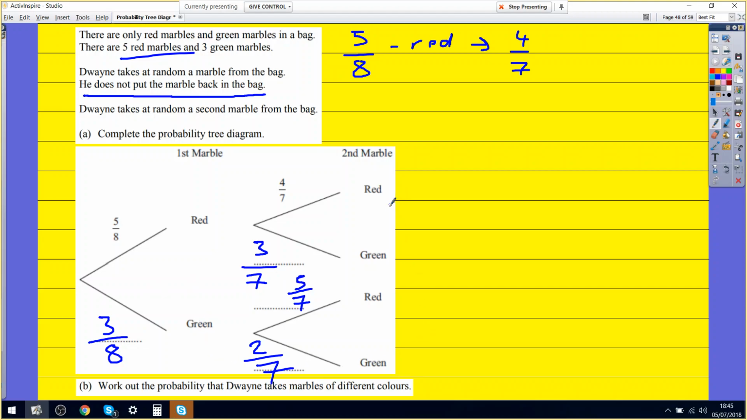Okay, you have to work out the probability that he takes marbles of different colors. Any idea how you do that? So can I go to a minute? Yeah, okay.